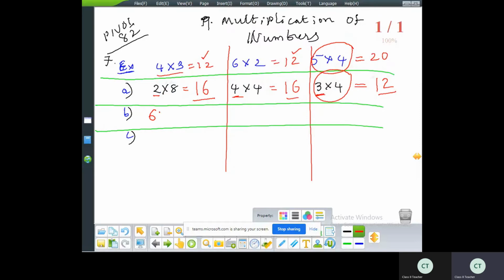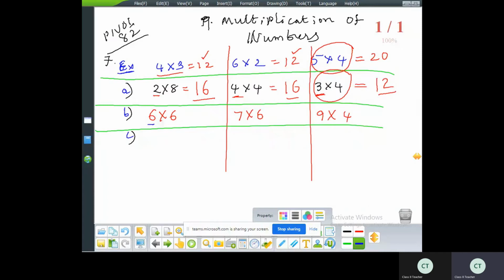6 into 6, 7 into 6, 9 into 4. Question B, 6 into 6, 6 7 6 9 4. Yes, 6 into 6, 6 is multiplied by 6, 6 times of 6. Question B, first one, 6 into 6.